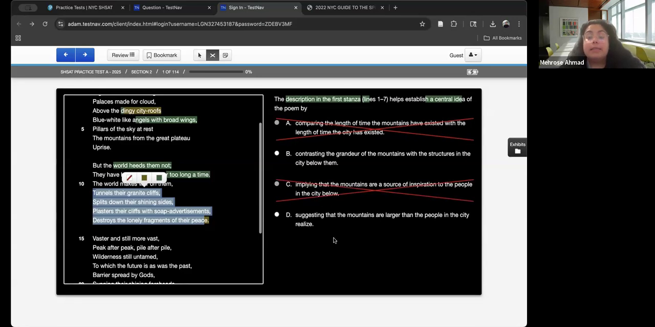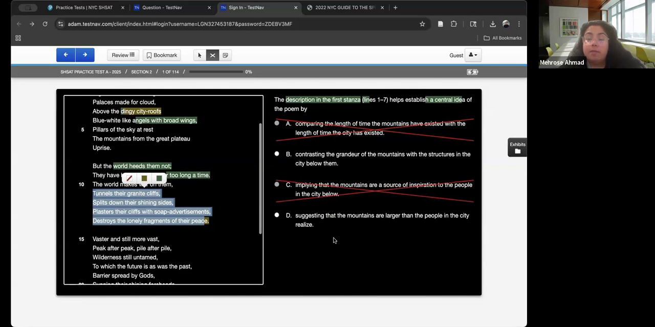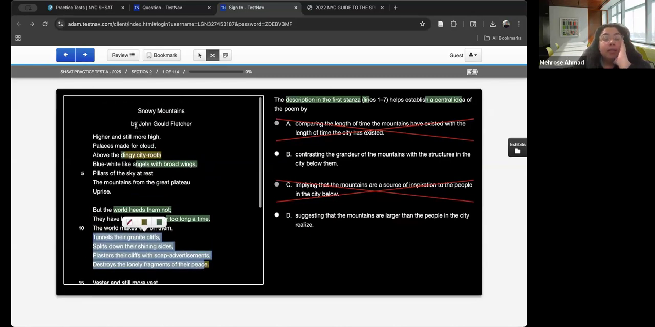That's wrong. D, suggesting the mountains are larger than the people in the city realize. So perhaps also a trick answer. Yes, there is an emphasis on the largeness and the grandness and the vastness of mountains, but nowhere is it saying that people don't know that. Nowhere is that being implied. When it says the world heeds them not, to pay heed to something means to pay attention to it. And if people are not paying heed to something, that means they're ignoring it or not paying attention to it. It doesn't mean that they're unaware or they don't realize it. So D is also wrong.